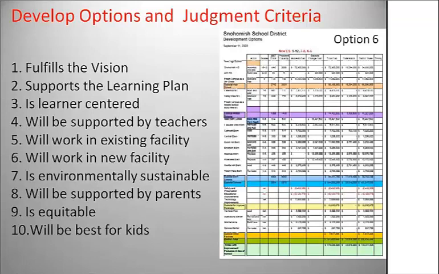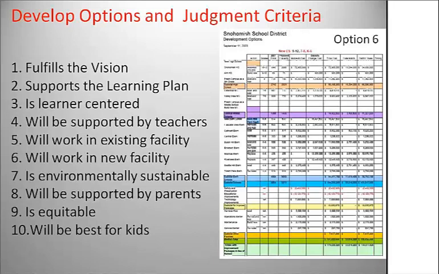So at this point, if you've used this process properly, you have probably too many options. And so the next step is to figure out how do we narrow options down from many, many options to ones that make sense to us. And one way is to go back, look at the goals, look at the vision, and develop judgment criteria. So here's an example of a list of judgment criteria you might develop. And you can rank these in importance from 1 to 10. They can be cumulative. Do it any way you want.